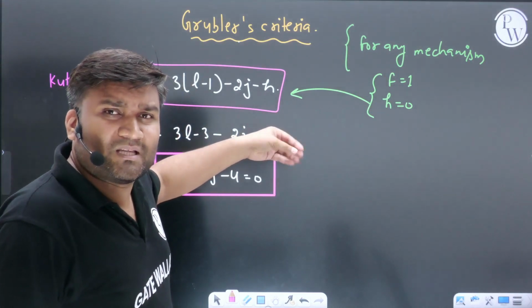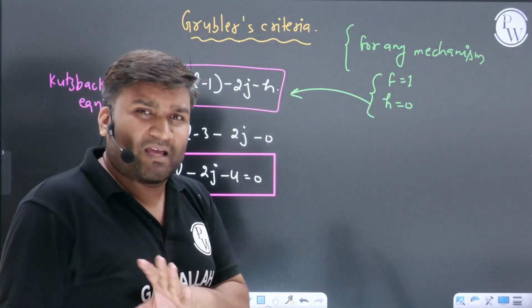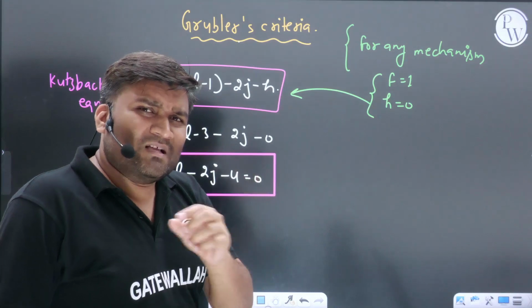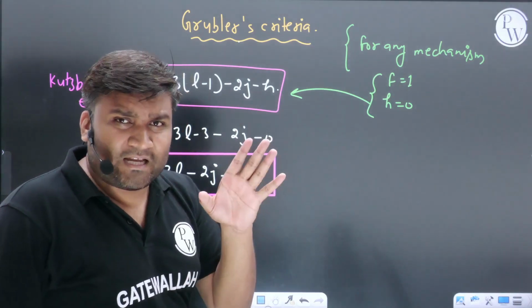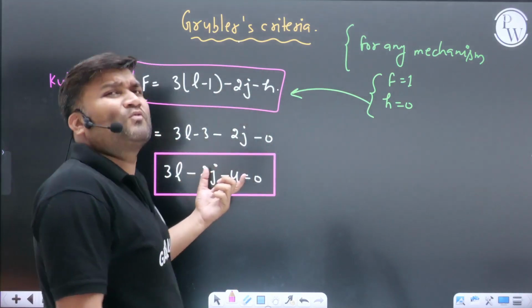Sometimes in the examination they may ask which of the following is the Kurzbach equation, with options A, B, C, D given, and you have to select the correct option. Second, sometimes they may ask which of the following represents Grubler's criteria, option A, B, C, D. A few things they will give, and a few confusing things they will give.